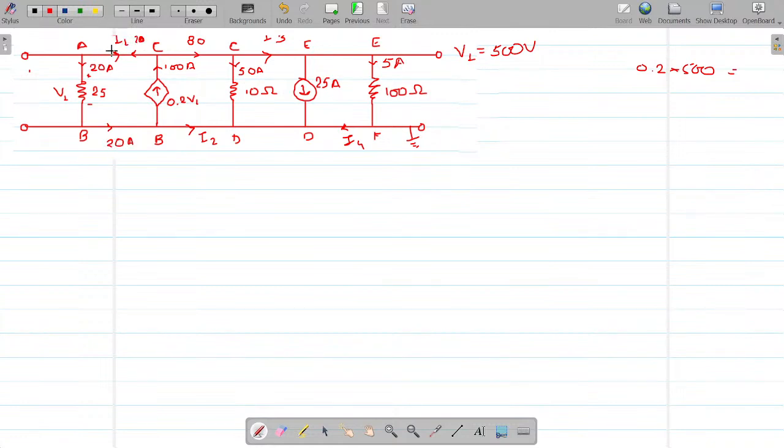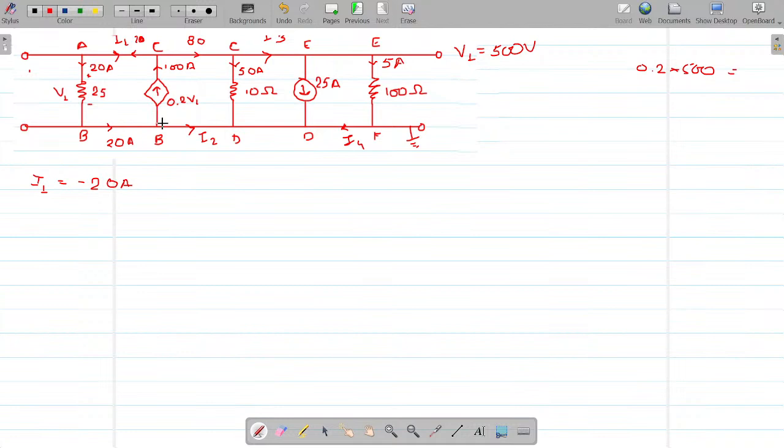So I1 was given to you in this direction, and it turned out to be a 20 ampere current flowing from C to A. But what we were asked, I1, is the current flowing from A to C. So can I clearly write I1 equals what? Minus 20 amperes. Right?